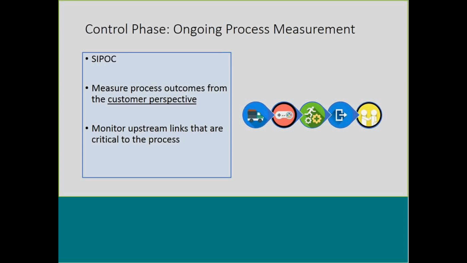And monitor upstream links as well, ones that are critical to your process. Keep in mind, when you're looking at your SIPOC diagram that you created throughout the DMAIC process, a lot of the things that you're improving is specific to that middle step, the process in the SIPOC. What happens if your suppliers change something? What happens if the quality of your inputs changes in the future? How will that affect all of the process improvements that you've made? Keep those things in mind when you're looking at controlling all of the work that you've done on implementing your new project.